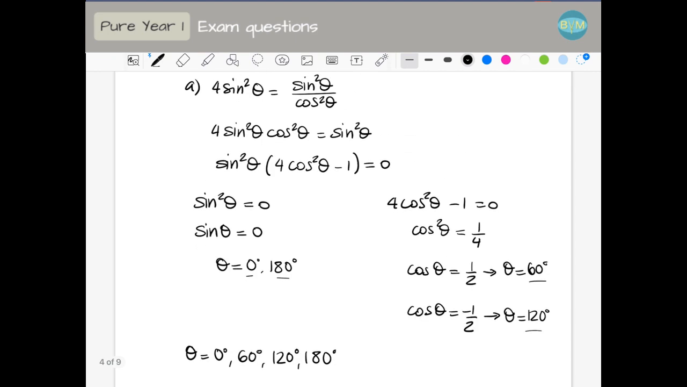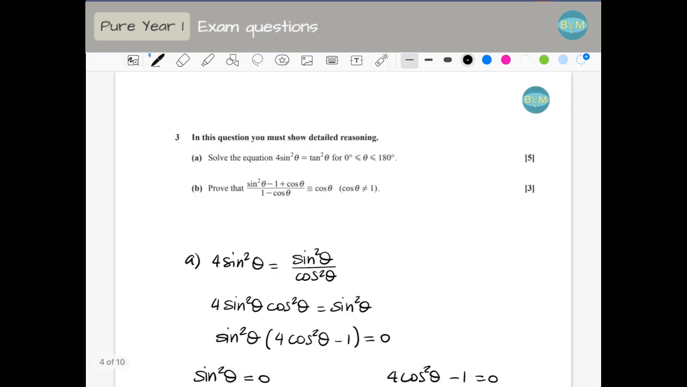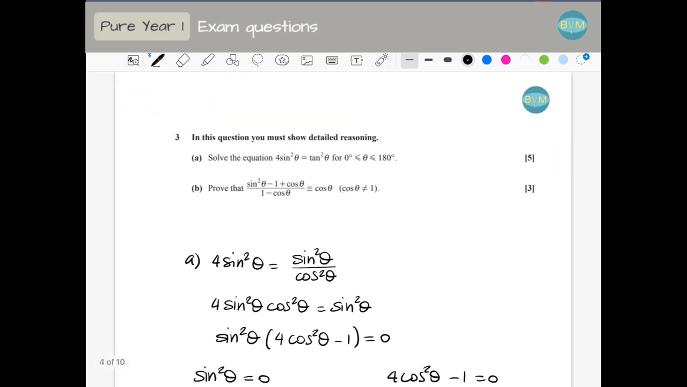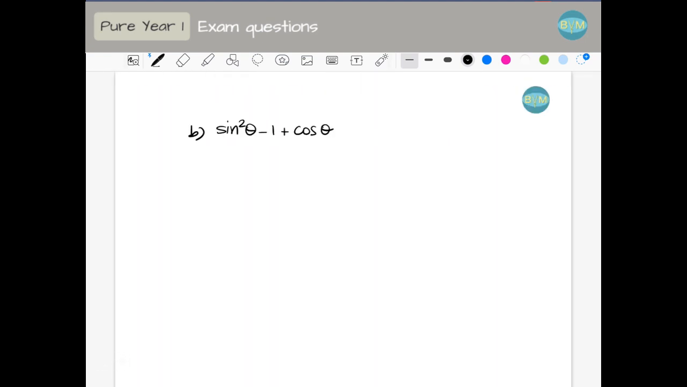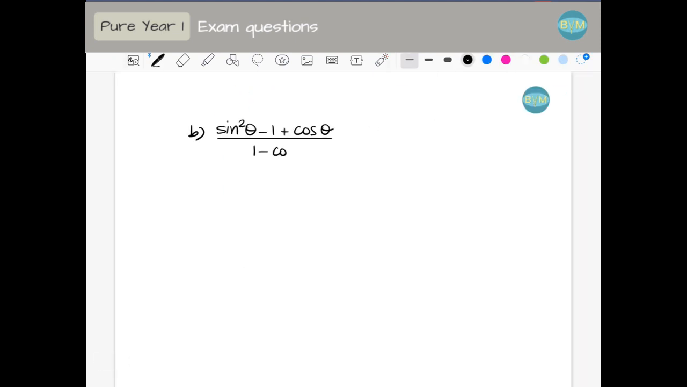So for B, I'm going to do it on another page. For B, I have sine squared minus 1. I'm going to start with the left-hand side, plus cos, divided by 1 minus cos. And I want to have at the end only cos, yeah? So 1 minus cos. And I'm going to write sine squared as 1 minus cos squared, just using the identity that sine squared plus cos squared is 1. So I just substitute this sine squared by 1 minus cos squared, divided by 1 minus cos.